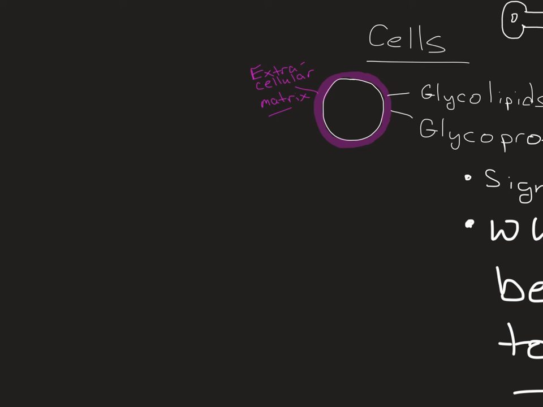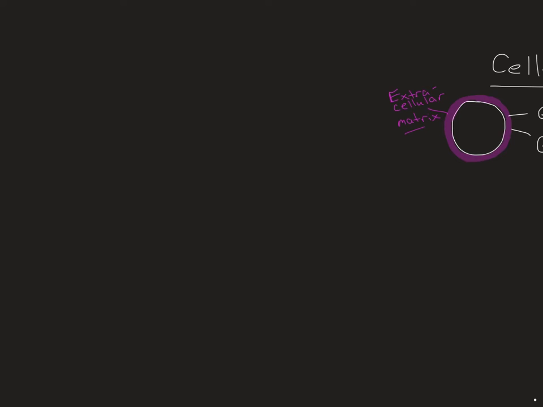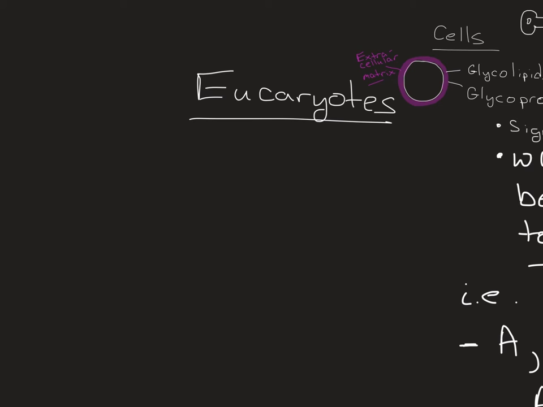Now, inside the cell, we're going to divide this into two different kinds. We've got eukaryotes. Let's talk about eukaryotes. And yes, eukaryotes are spelled with a K or a C. One's British and one's American English spelling. I don't care which you spell it, but it should be something like this, eukaryotes.